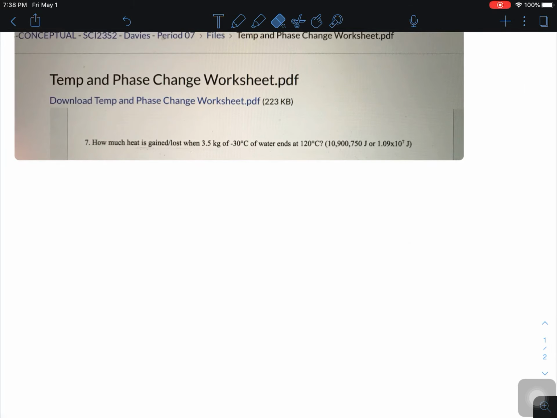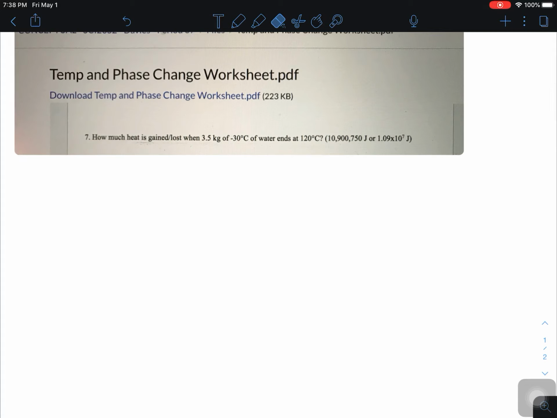Hey, Brooke. So here's problem number 7, which is the last one on your homework sheet. If we go through, we should start with a map. We start with water. It starts here and it ends here. Okay. So we want to put our maximum temperature. We want to put our minimum temperature.